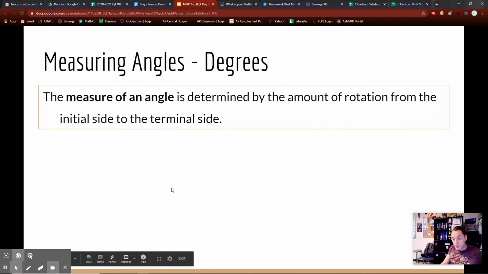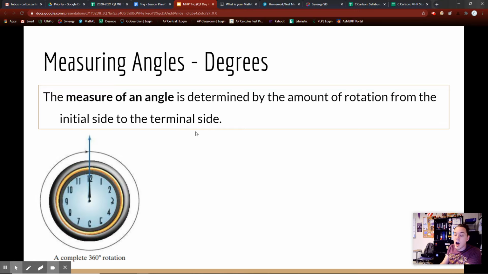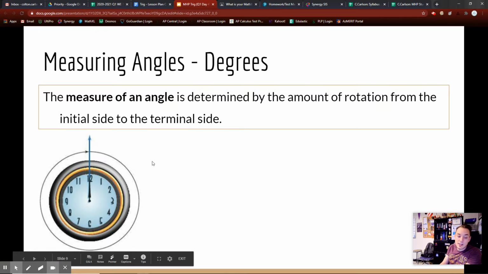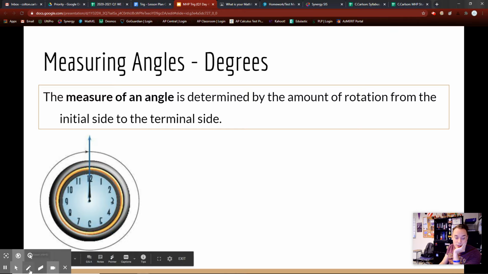What is degree measure? How can I measure angles in degrees? This is the most common way to measure angles. So a complete rotation of a clock is 360. Now think about that. If you have a complete rotation of a clock, how many minutes have passed? You're probably thinking, well, obviously 60 minutes, right? And there's 60 seconds in each minute, right? You feel me? Now, of course, that's 3,600 seconds if you multiply them together.